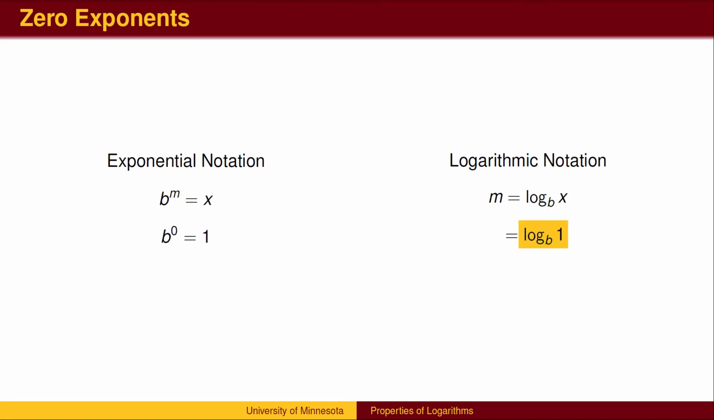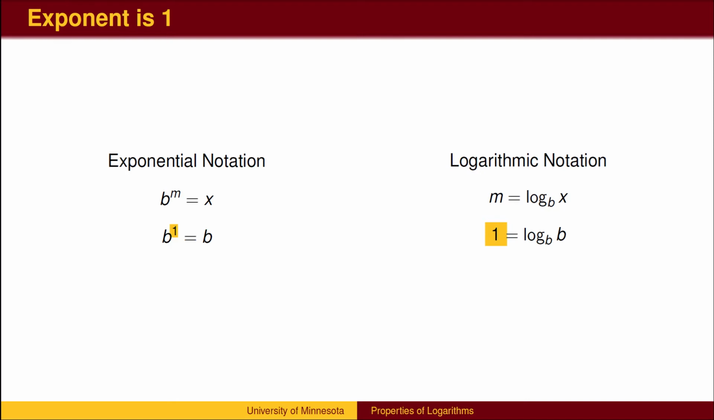What is the log base b of 1? For any base b, b to the 0 power is 1. Therefore, 0 is the exponent you put on b to get 1. What is the log base b of b? For any base b, b to the first power is b. Therefore, 1 is the exponent you put on b to get b.